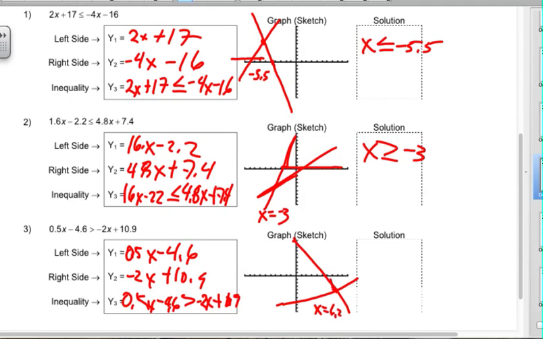But the ray is what we're after. It's pointing off in that direction. So that tells me that x is going to be greater than, but not equal to because of that, 6.2. Okay, take a look at page 2.